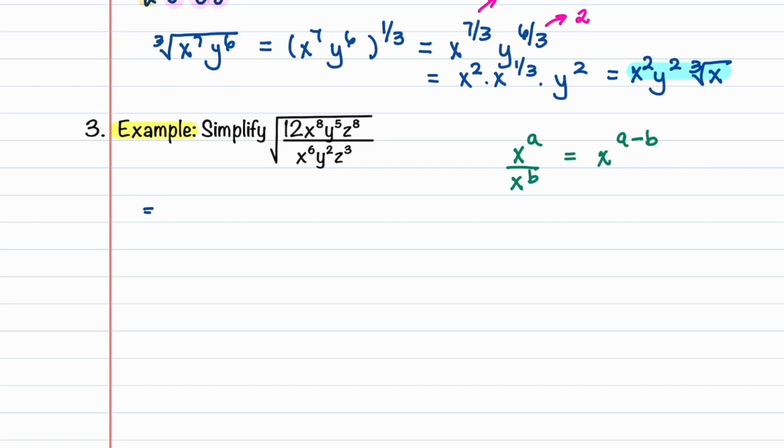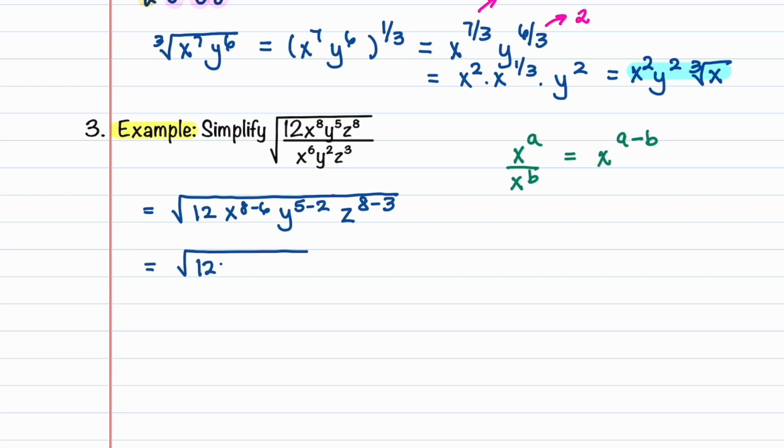Our square root becomes the square root of 12, and then we're going to have x to the 8 minus 6 times y to the 5 minus 2 times z to the 8 minus 3. Now let's simplify those numbers, and this is equal to the square root of 12x squared y cubed z to the 5th. Now we can go ahead and proceed just as we did with our other examples.